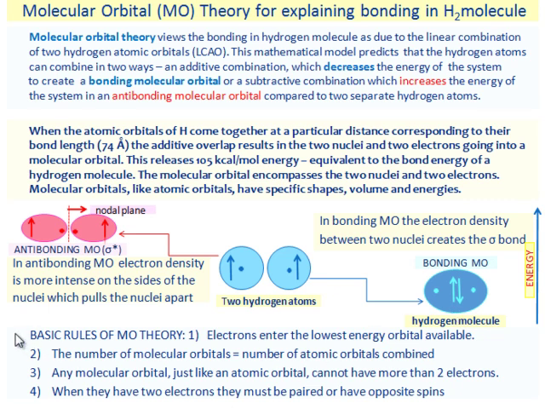Basic rules of molecular orbital theory. 1. Electrons enter the lowest energy orbital available. 2. The number of molecular orbitals is equal to the number of atomic orbitals combined. 3. Any molecular orbital, just like an atomic orbital, cannot have more than 2 electrons. When they have 2 electrons, they must be paired or have opposite spins.